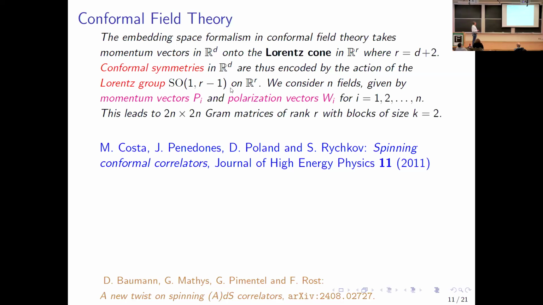Now, what's called particles in particle physics, the analog in cosmology are fields. So we're going to consider n fields, and each of them has a momentum vector p_i and a polarization vector w_i. As before, this leads to a 2n by 2n Gram matrix of rank r, but now the block sizes are always 2. From now on, in the next 25 minutes, k will always be 2, 2 by 2 blocks. Now, there are many sources for this. My friends referred me to this article, Spinning Conformal Correlators, and that was a very useful source. And that's the paper they wrote.